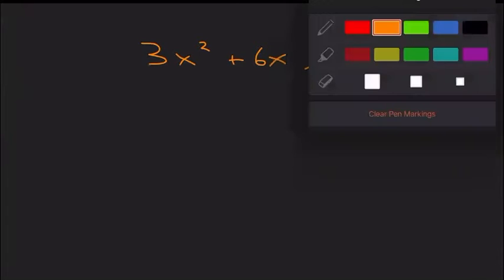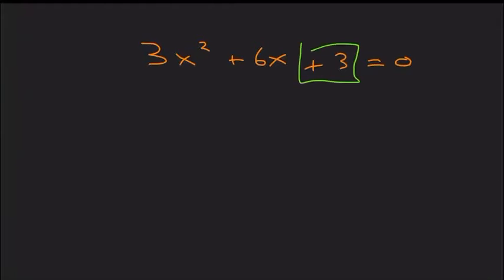Let's say we have 3x squared. Let's say we have this. So again, just like the ones we were doing yesterday, it starts off the same. Take the constant on the end and list the possible factors. Let's make this a little different.